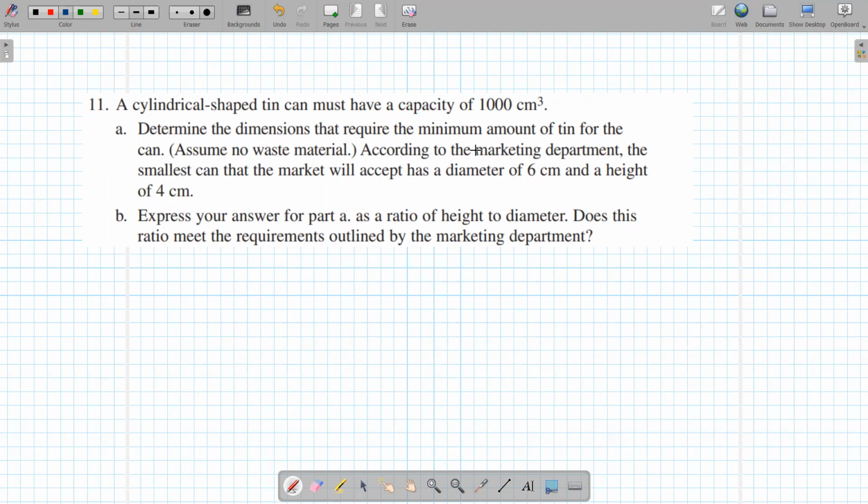All right, so this is gonna test your cylinder knowledge. What is the volume of a cylinder? What is a cylinder? It looks something like this, right? The area of the circle times the length. Yeah, it's pi r squared h. So that's gonna be the volume. And we know this needs to be 1,000, right? 1,000 equals pi r squared h.